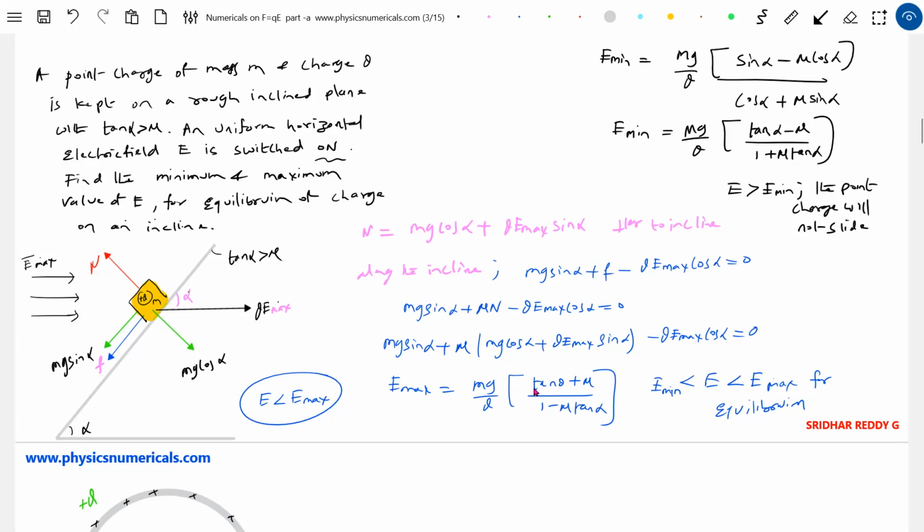So what is that value? Let me write it here. E naught should be equal to mg sin alpha by q, where friction will be 0. No friction force will act. There's also one condition.